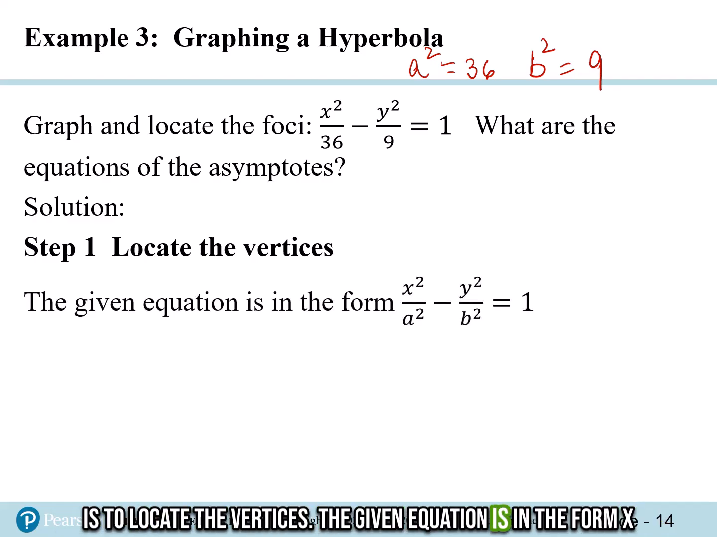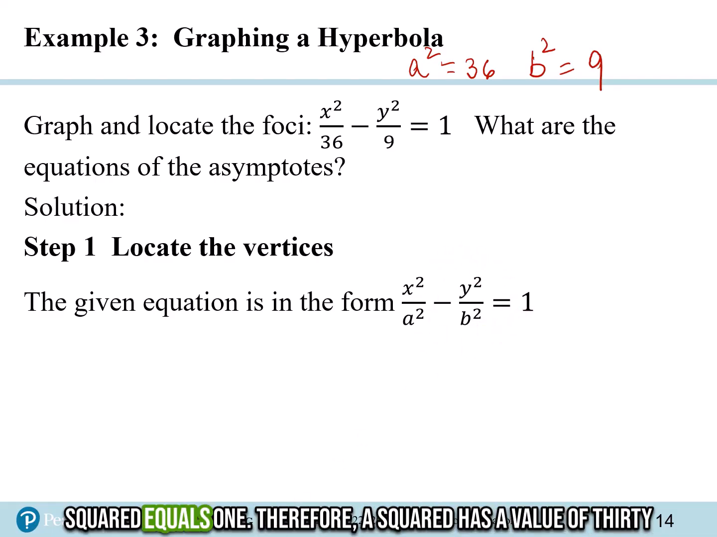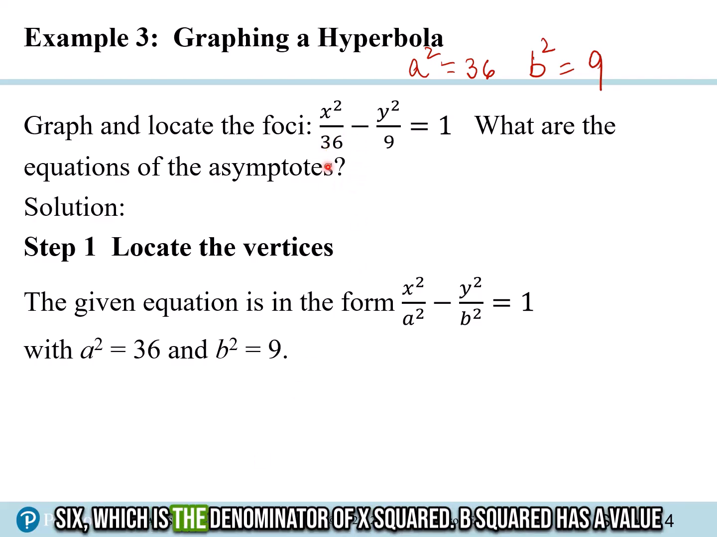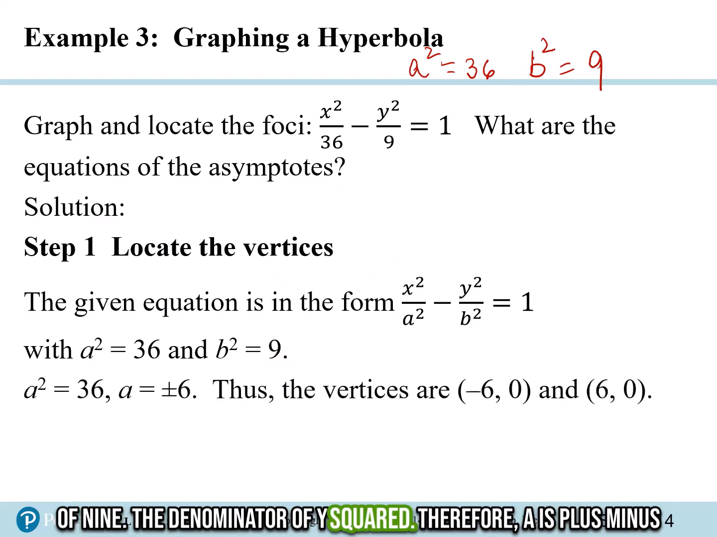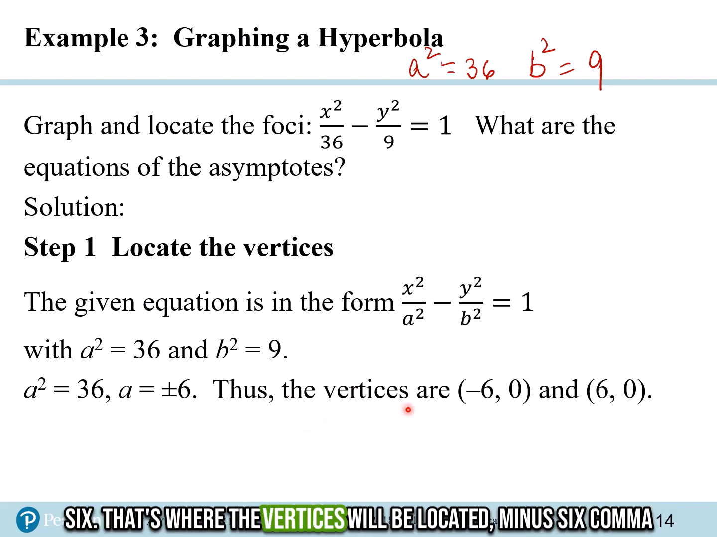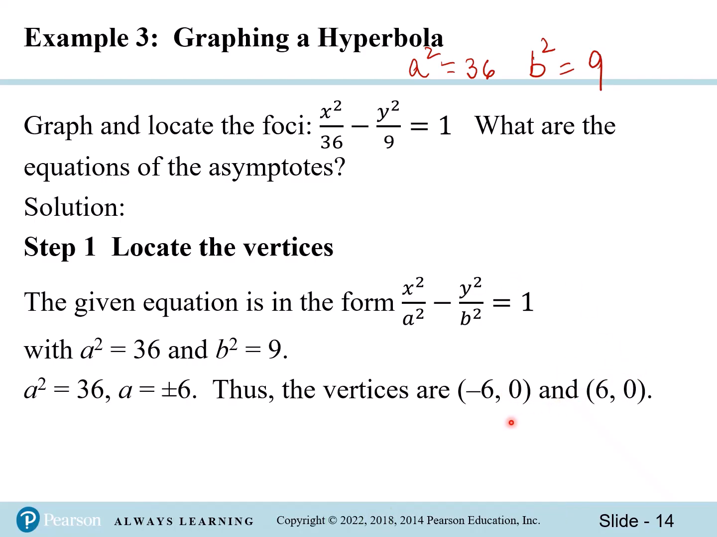The given equation is in the form x squared divided by a squared minus y squared divided by b squared equals 1. Therefore, a squared has a value of 36, which is the denominator of x squared. B squared has a value of 9, the denominator of y squared. Therefore, a is plus minus 6. That's where the vertices will be located, minus 6, 0 and 6, 0. So this is a sideways facing hyperbola.